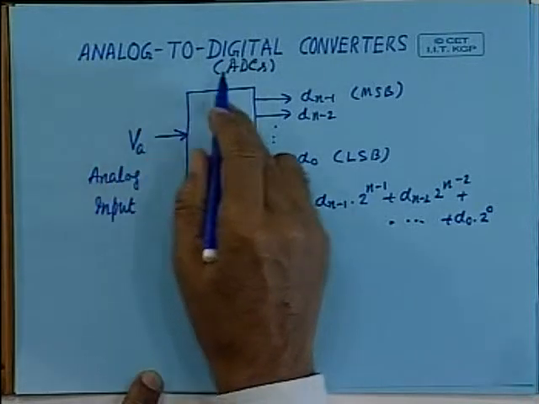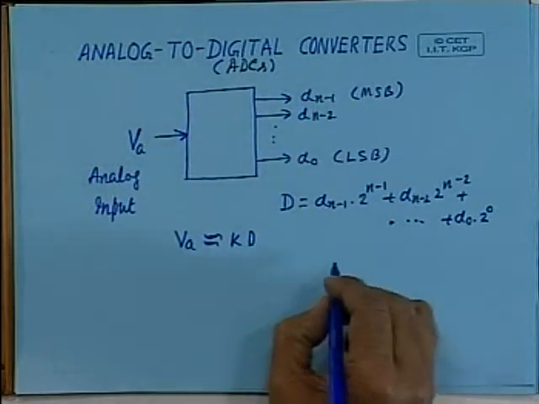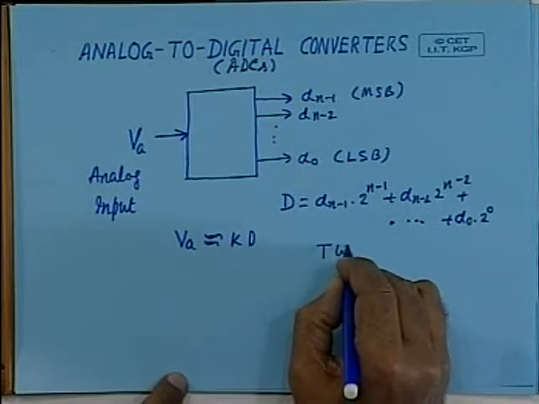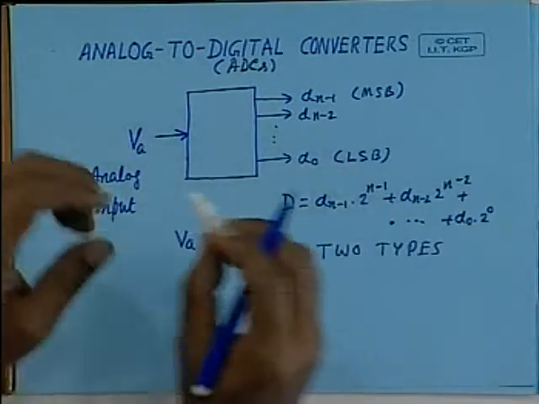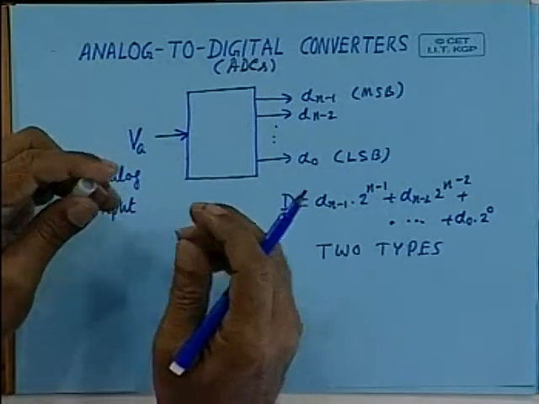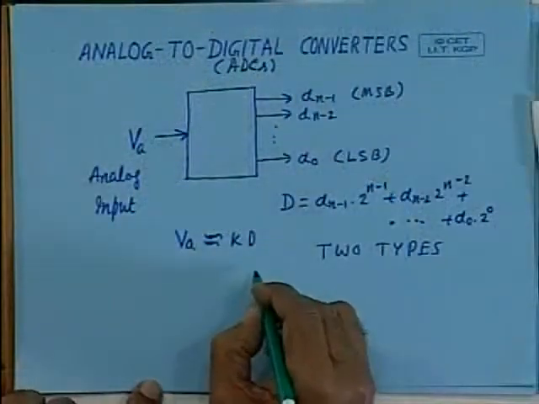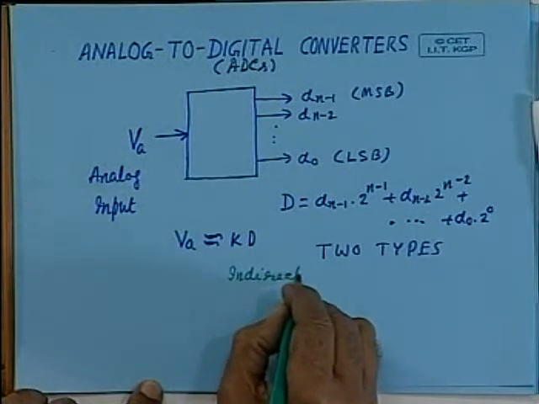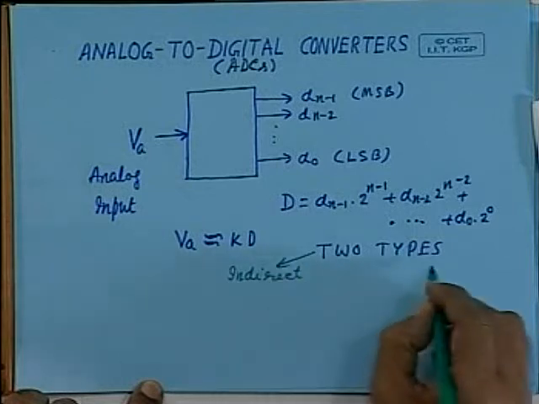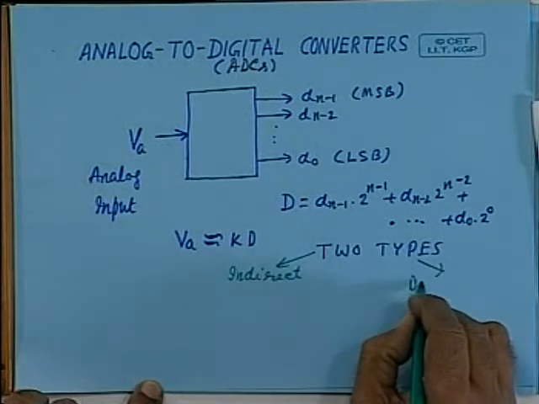Now the analog to digital converters that you normally use are mainly of two types. One is known as the direct type, another is known as the indirect type. Let's see what the two different types are.